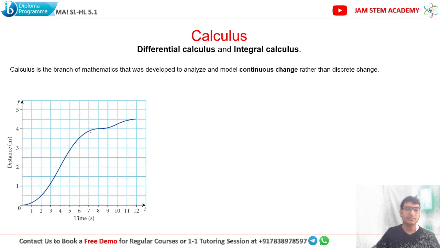Consider this situation where the time versus distance graph is given to us like this. In calculus, we are going to learn how to find the maximum or minimum value of the velocity, the instantaneous velocity and so on, from this graph. So we will start with the basic unit of calculus, which is the concept of limits.